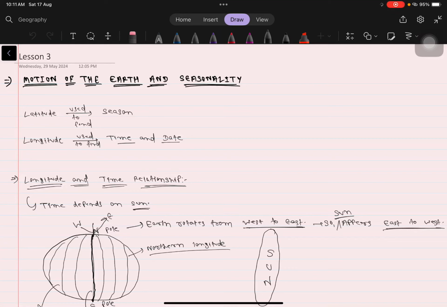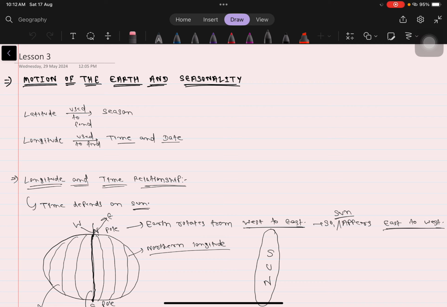Hello everyone, this is lesson 3 of physical geography. Here we will see the mean time variation. First of all, seasonality, that is the season change on the earth, depends on the latitudinal lines, that is the horizontal lines. The time variation and also the date variation along the different parts of the world depend on the longitudinal lines, that is the vertical lines.